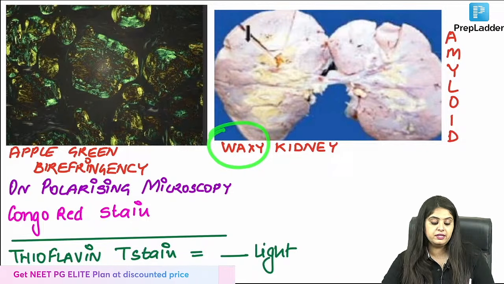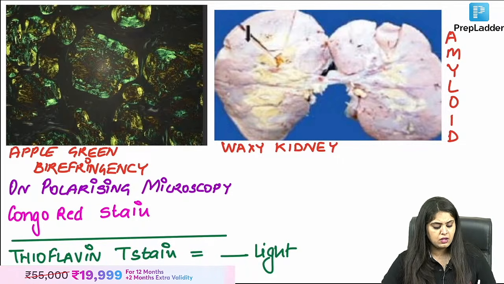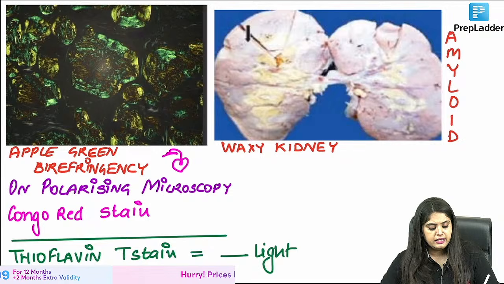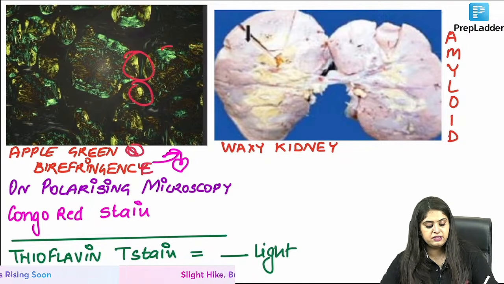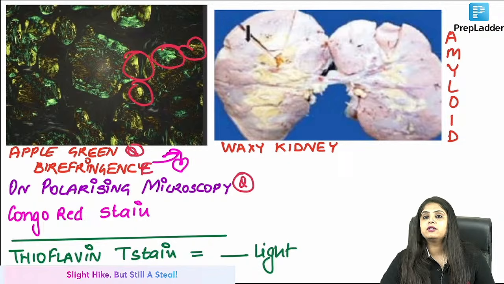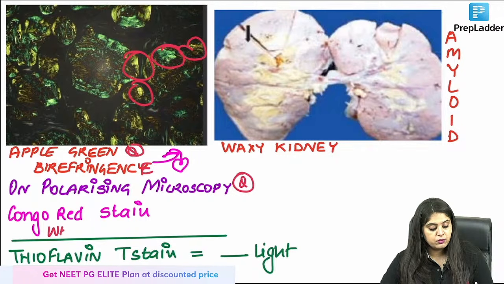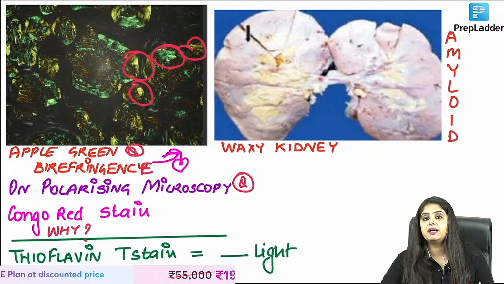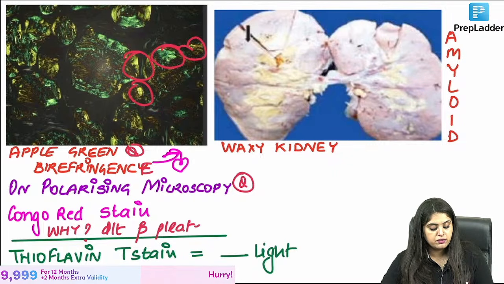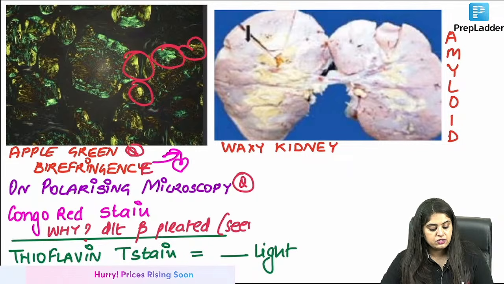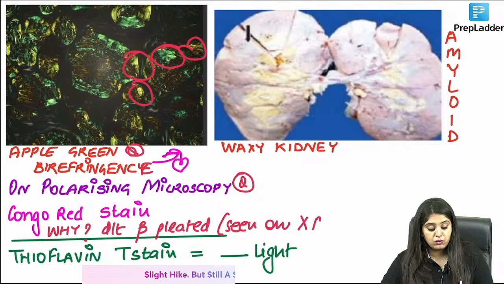Waxy amyloid. The stain I taught you yesterday is the Congo red stain. Congo red stain gives you what color? It is going to give you apple green birefringence, which you've studied. You can see the apple green color on polarizing microscopy. Why apple green birefringence? That is due to the beta pleated sheet configuration. And beta pleated sheet configuration is seen on which microscopy? Ma'am, it is going to be seen on no microscopy.